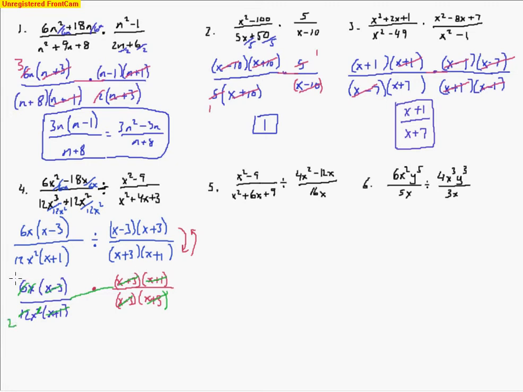So if everything cancels, you still have a number. That number is 1. So we have to make sure we rewrite that number. So let's rewrite what we've got all together here. We've got a 1 on top, and we've got 2x on the bottom. And that is our answer.